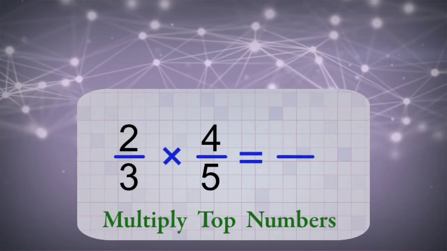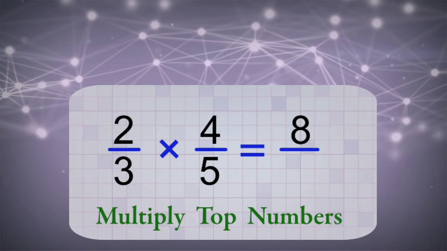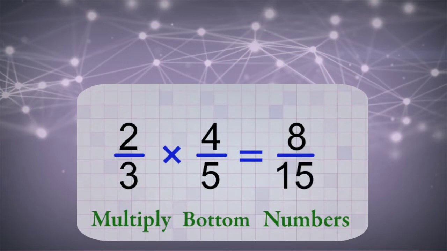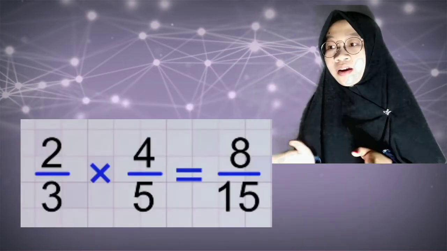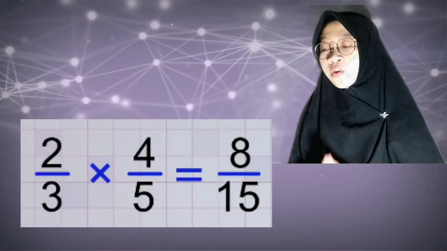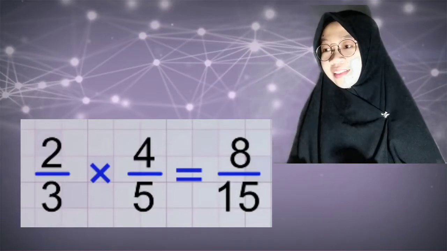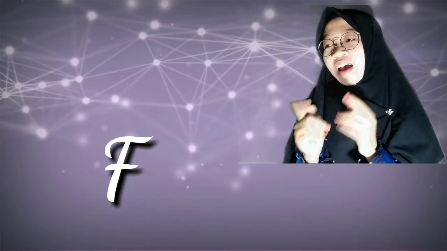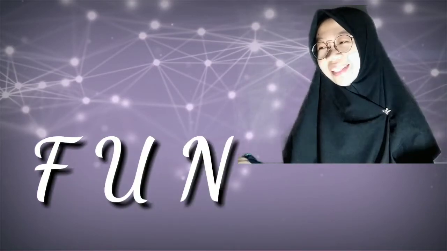Next, we multiply the numerators. 2 times 4 equals 8. So, 8 is the numerator of our answer. Last, we multiply the denominators. 3 times 5 equals 15. So, 15 is the denominator of our answer. There we have it. 2 over 3 times 4 over 5 equals 8 over 15. See how easy that was? And fun too. Even funner than video games.